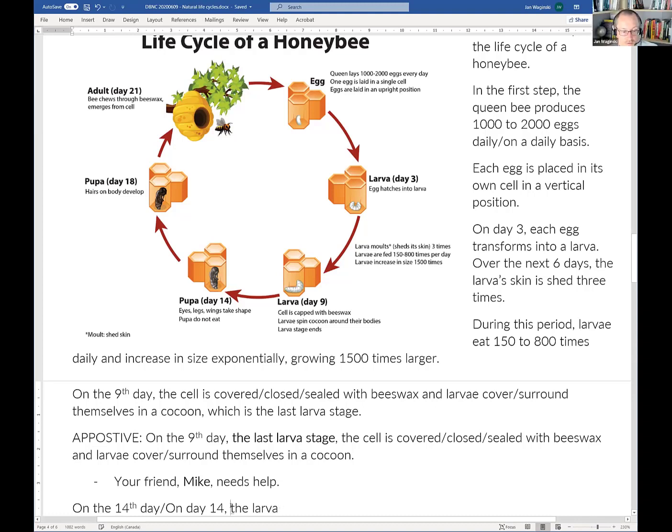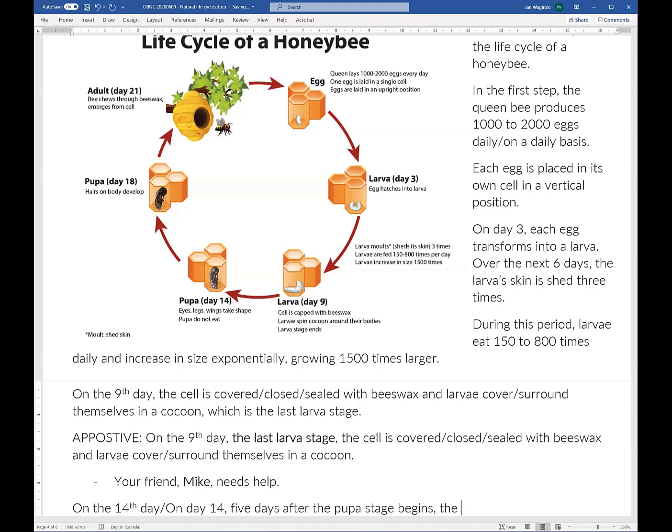Can we say something about this? On the 14th day, so how many days after the pupa stage begins is that? Day 10, 11, 12, 13, 14. 5 days after the pupa stage begins, the larva, the pupa, sorry. Yes, it's already the pupa.